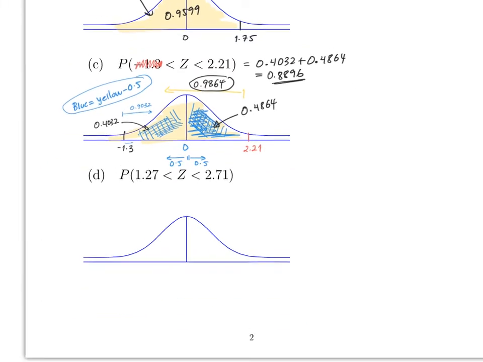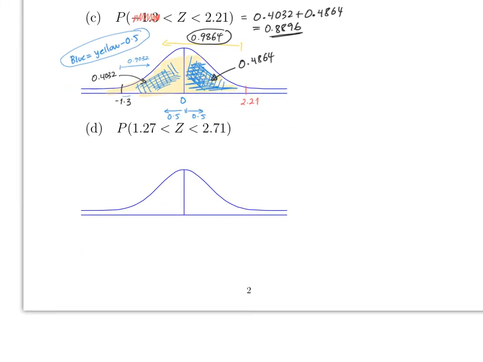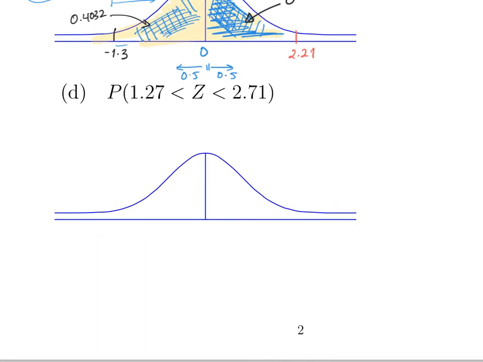All right. Finally, in this page, this one is slightly different. This one is asking you to find the probability that the area is between 1.27 and 2.71. So the part that you want is this. Now, if you look at the table, the table is going to give you these values from here to here, which remember is the yellow area, and from here to here, which is another yellow area.